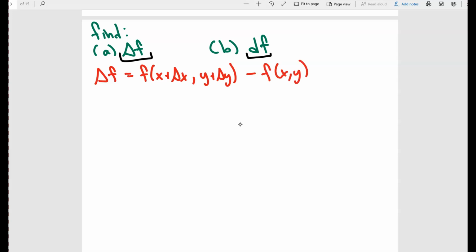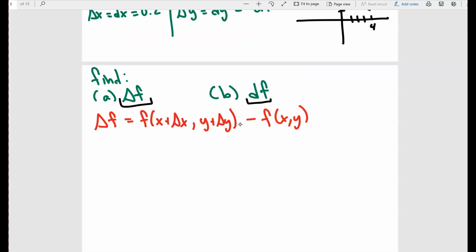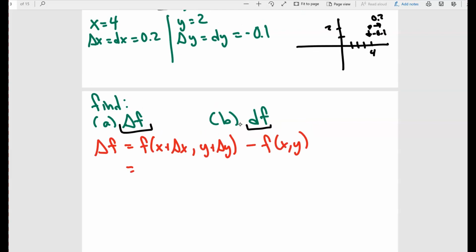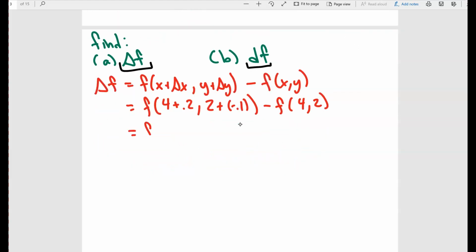Okay, so the first thing you're going to do is plug in all of the known information that they gave you in the problem into the function. So I'm going to have f of x, in this case equal to 4 because that's given to us, plus delta x equals 0.2, comma y, that's 2, plus delta y, that's negative 0.1, minus f of x equal to 4, y equal to 2. So I'm just plugging it in. So here I'm going to have f of 4.2, comma 1.9, minus f of 4, comma 2.